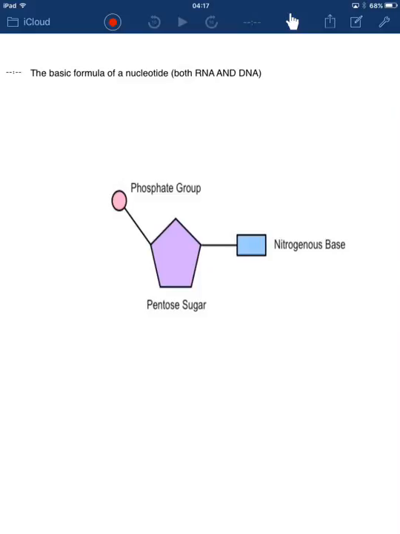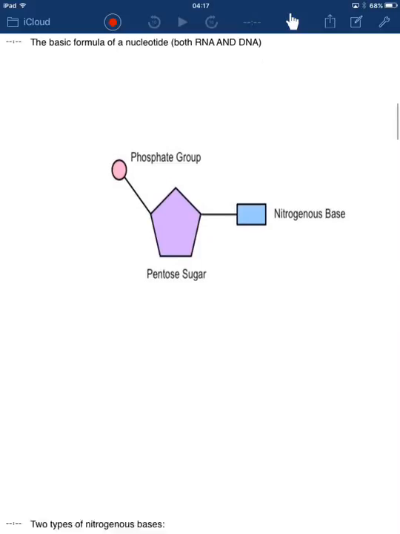Now, I've already talked to you in the nucleotide podcast about the fact that nucleotides consist of three separate sections, and there they are: the phosphate group, the pentose sugar, which is a 5-carbon sugar, which is ribose or deoxyribose, and then the nitrogenous base, which in DNA would be A, T, G, or C.